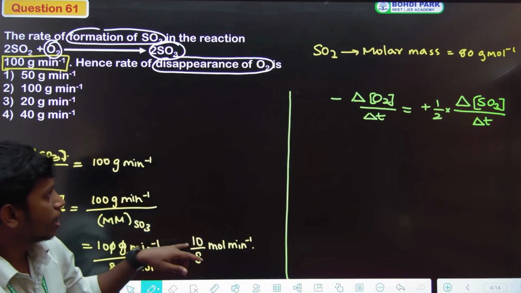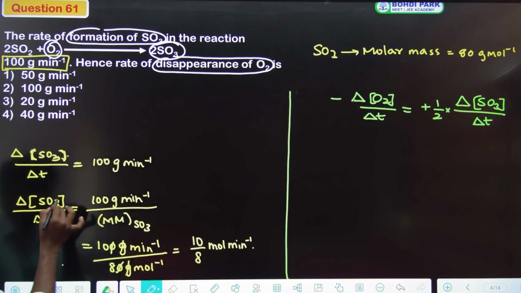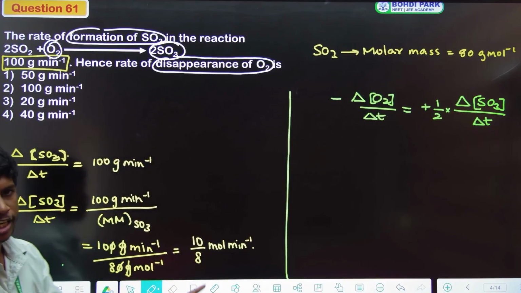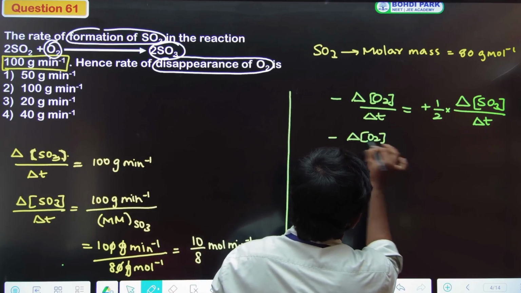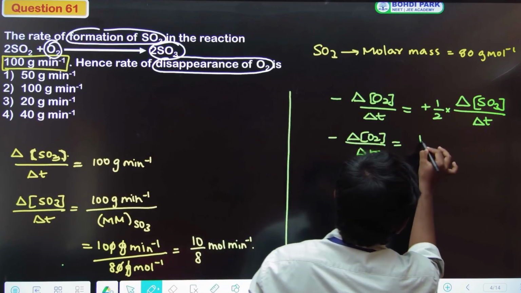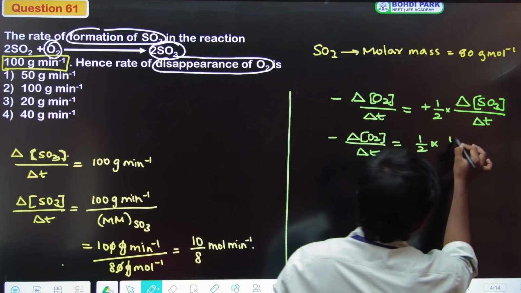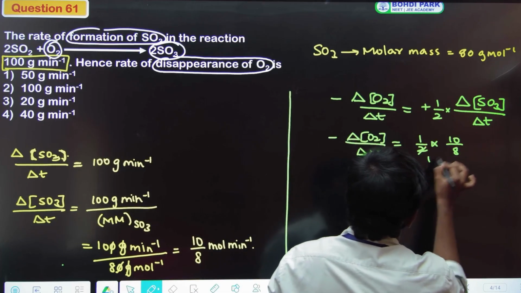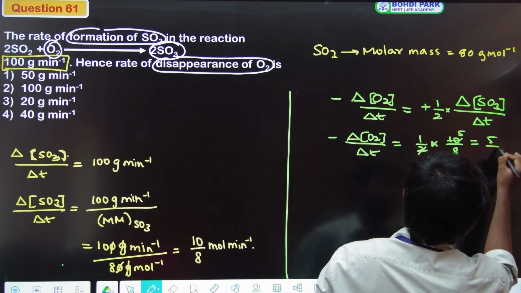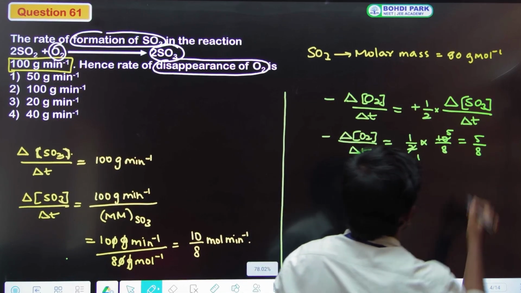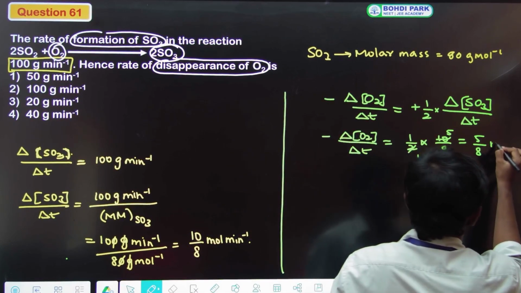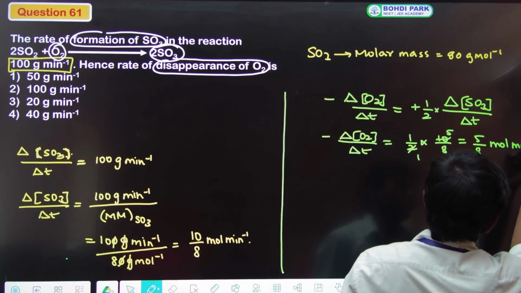So what have we found? Change in concentration of SO3 divided by delta t, we found 10 by 8. Let's apply it. Change in concentration of O2 divided by delta t is equal to half into 10 by 8. So we get 5 by 8 as our change in concentration. It is in mole per minute. We got the answer in mole per minute.